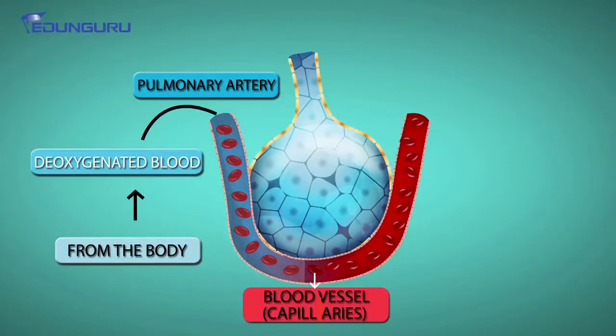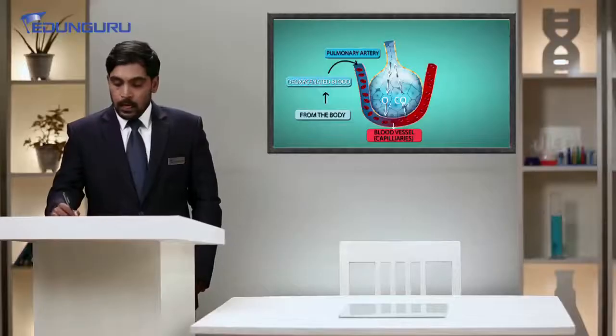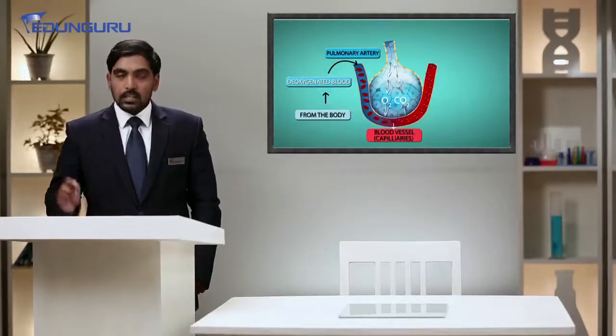Why do they carry it? In the alveoli, the deoxygenated blood becomes oxygenated blood. Students, look at the screen. The oxygen from the alveoli comes into the blood. At the same time, from the blood, carbon dioxide moves out. So, this blood which is moving out is called oxygenated blood. Now, who takes the oxygenated blood?